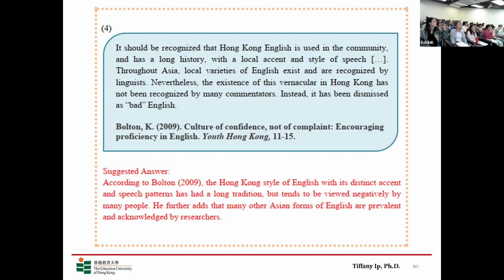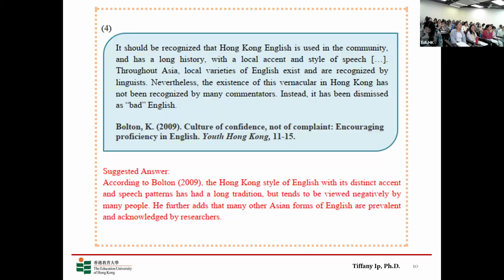So in the original, there are 3 sentences, right? The first part, saying Hong Kong English has a long history, what it is about. And then the second sentence starting with throughout Asia, they're mentioning different local varieties are recognized by linguists. And then the third sentence, even though many linguists will recognize many different varieties, Hong Kong English is not quite recognized, or is even viewed as something bad. And maybe we can group the 2 parts about Hong Kong English together.